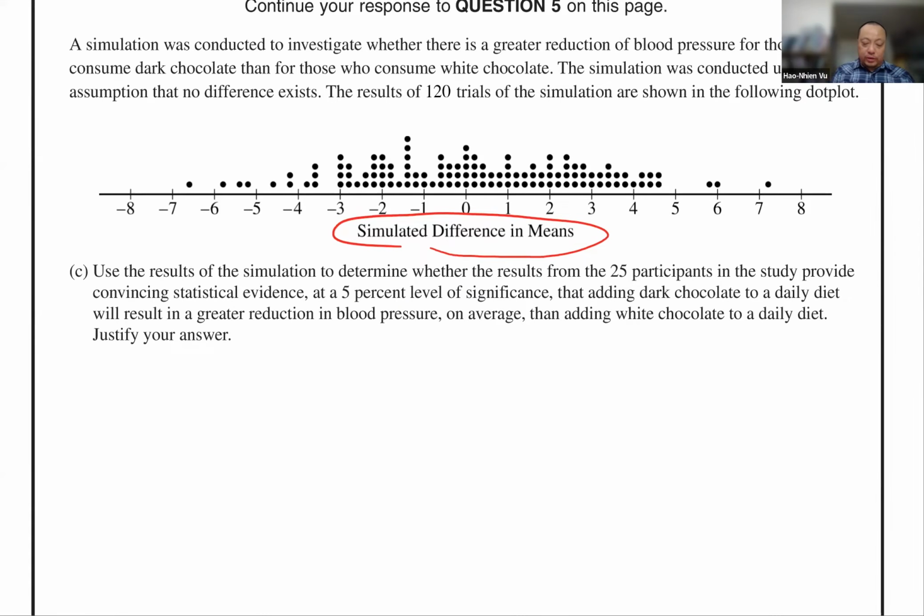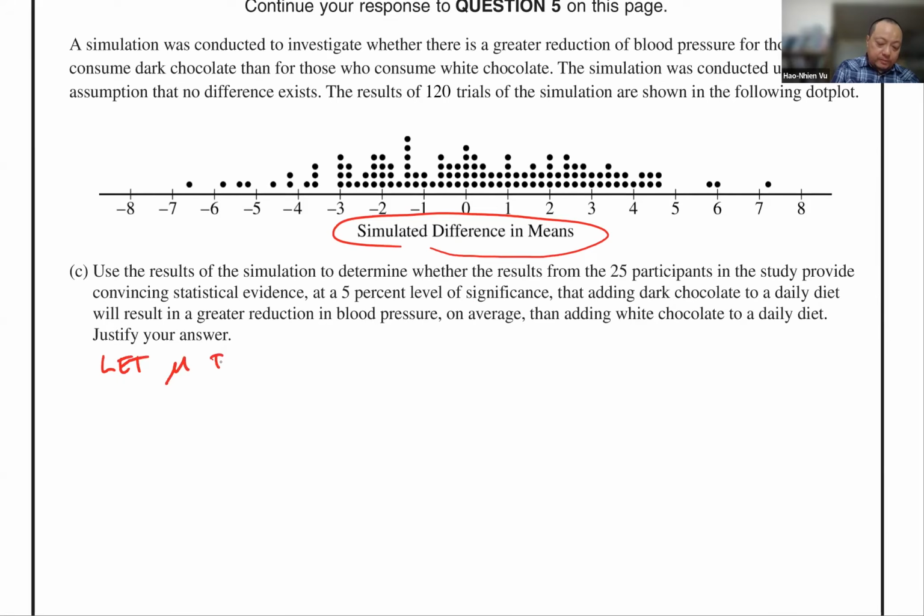Use results of the simulation to determine whether the results from the 25 participants in the study provide convincing statistical evidence at a 5% level of significance that adding dark chocolate to a daily diet will result in a greater reduction in blood pressure on average than adding white chocolate to a daily diet. Justify your answer. Right, so all of this tells us that they are looking for a hypothesis test with alpha equals 0.05. So this is a hypothesis testing problem, so we need to write the hypotheses.